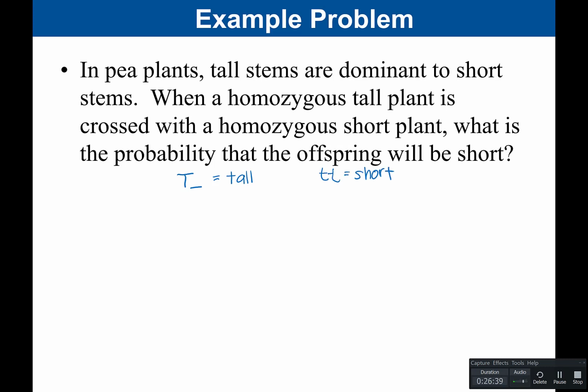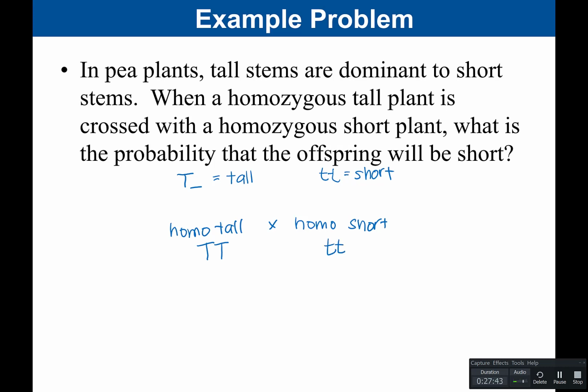So we cross a homozygous tall. I like to start by writing the phenotype first. Homozygous tall is crossed with a homozygous short. I start by writing my phenotypes first, and then based on that information, I will fill in the genotypes. So homozygous tall, homo means same allele, and tall is dominant, so this has to be big T, big T. Homozygous short is going to be little t, little t.